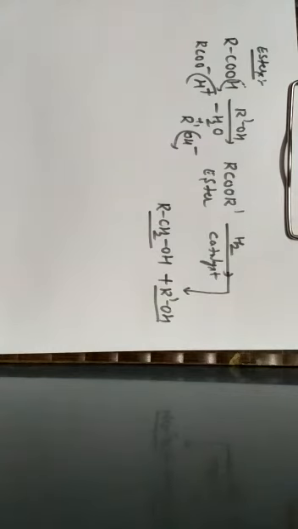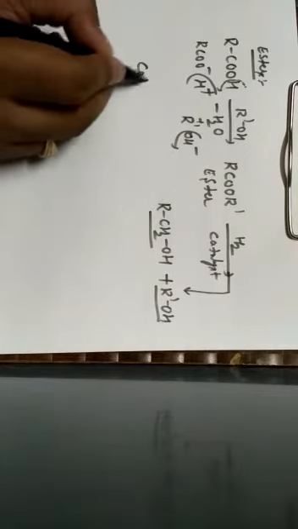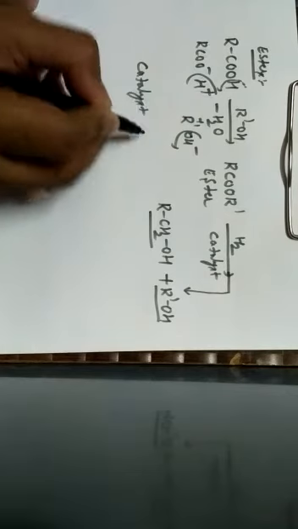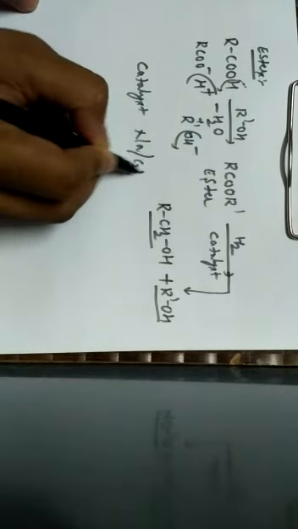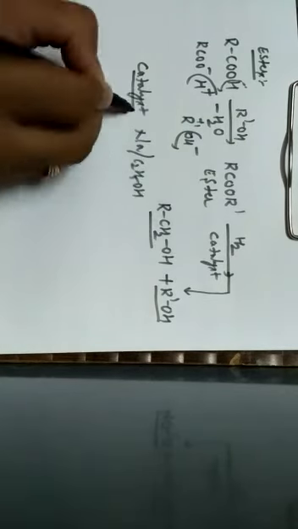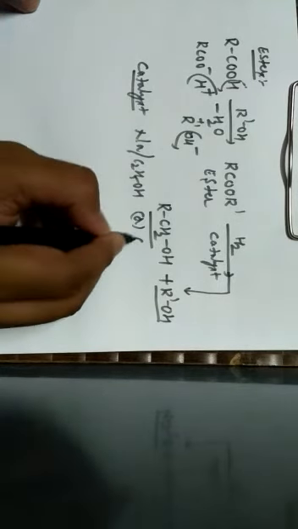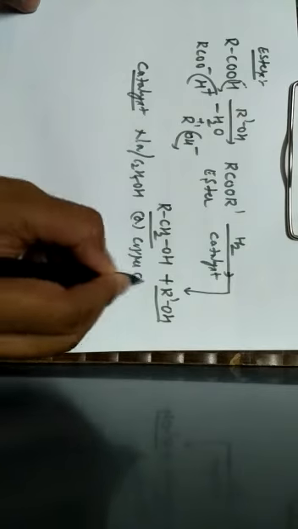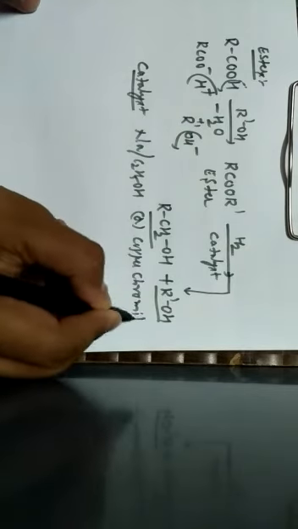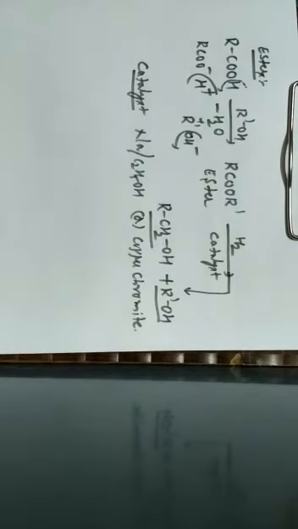So in this case, the catalyst which is involved can be sodium metal. So here the catalyst can be sodium metal in the presence of ethyl alcohol, or it can also be copper chromite. The catalyst can also be copper chromite that can be utilized in a reaction.